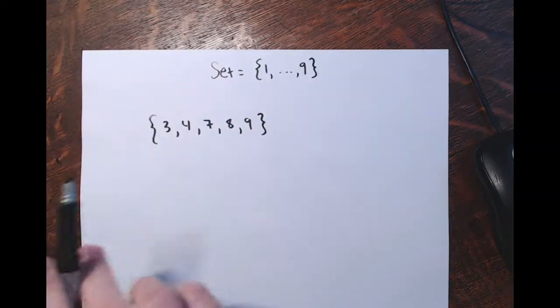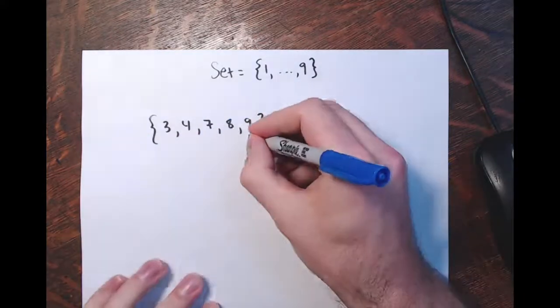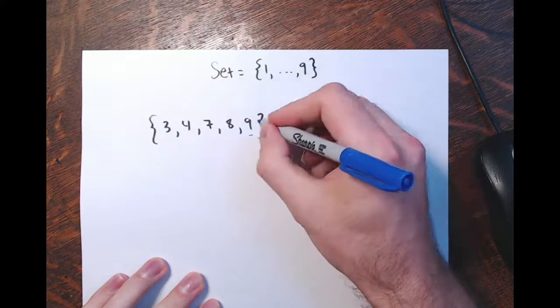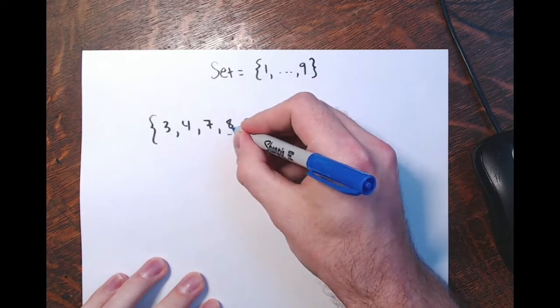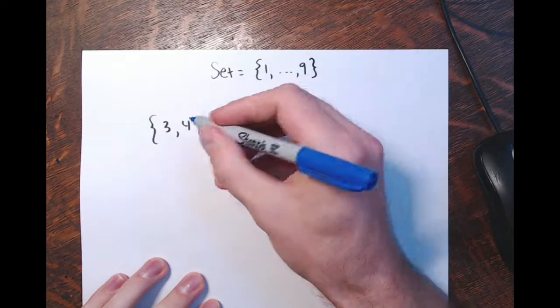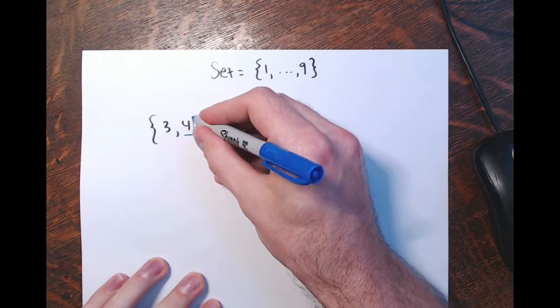So again, I work from right to left. Can I bump this up 1? No, I can't. There's no 10 in this set, and 9 is already used. Can I bump this up 1? 9? No, it's already in there. Can I bump this up 1? No, 8, it's already in there.